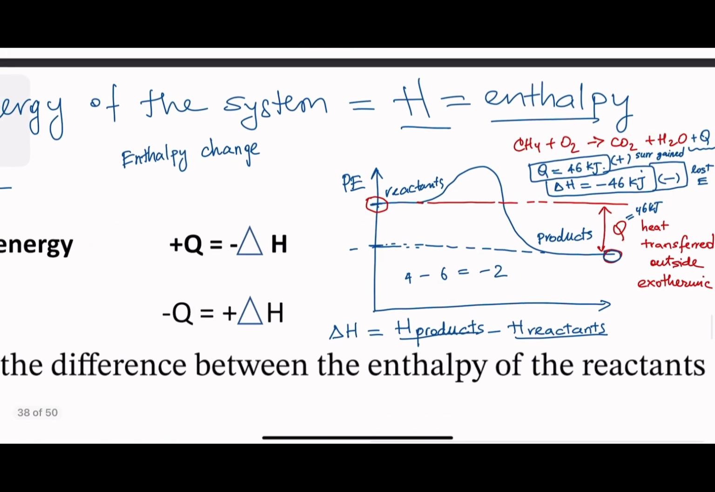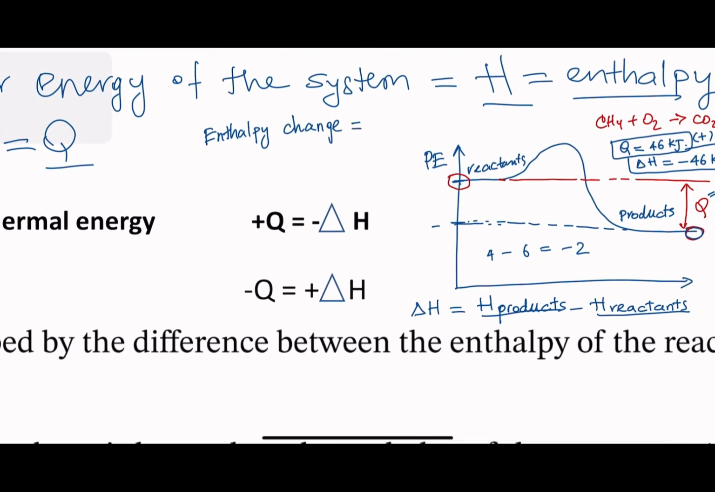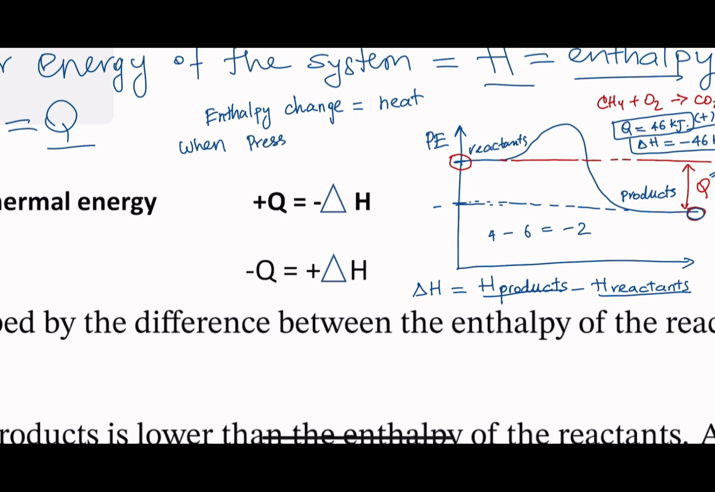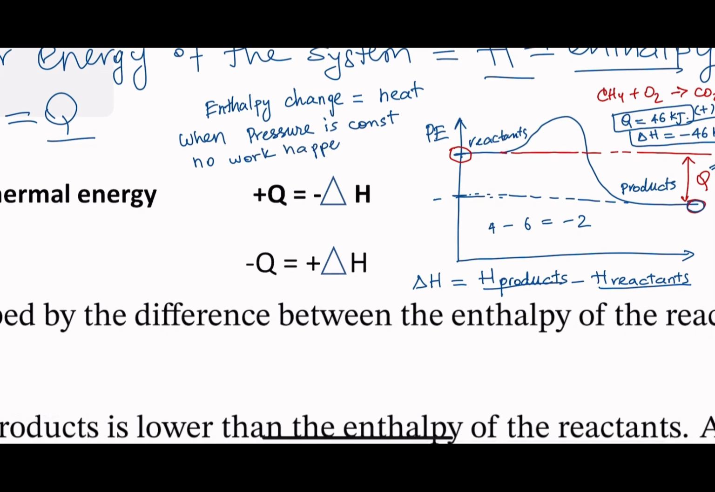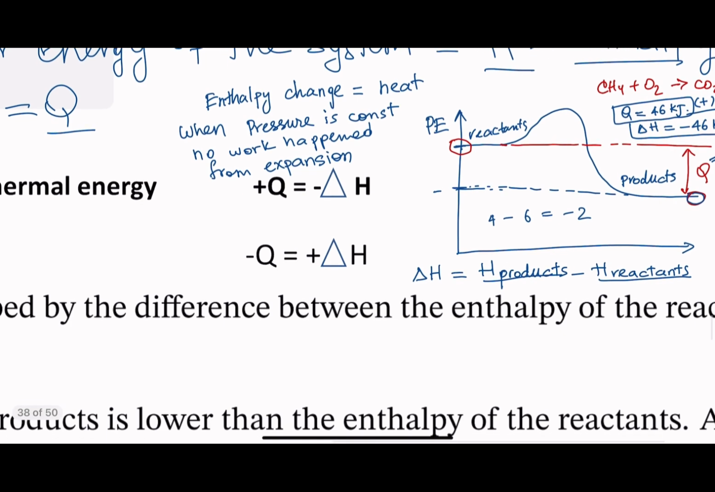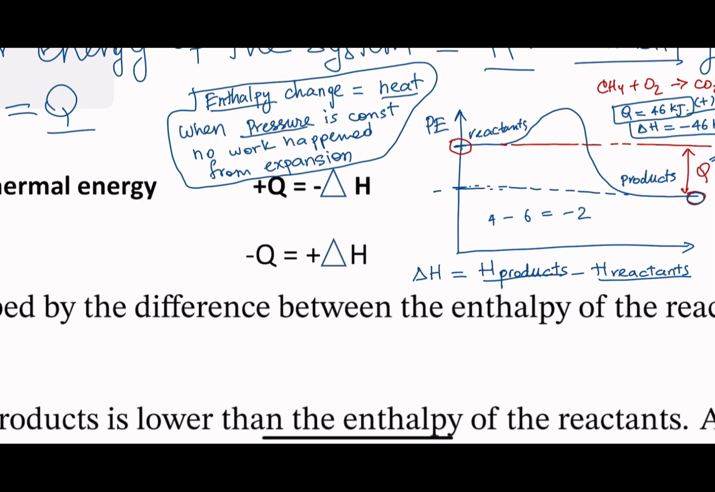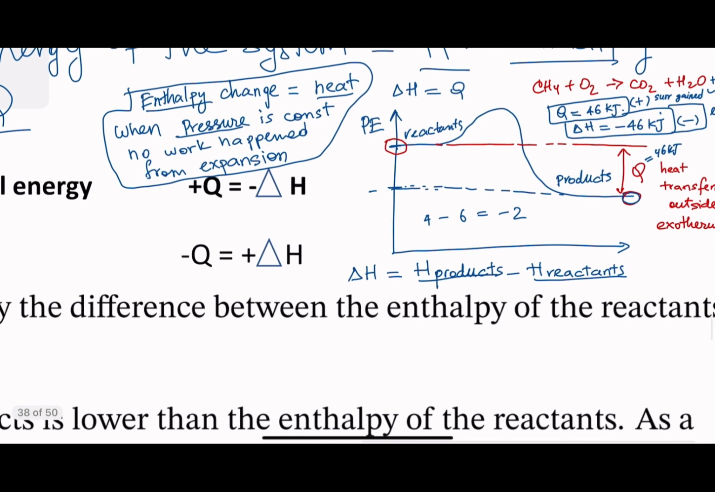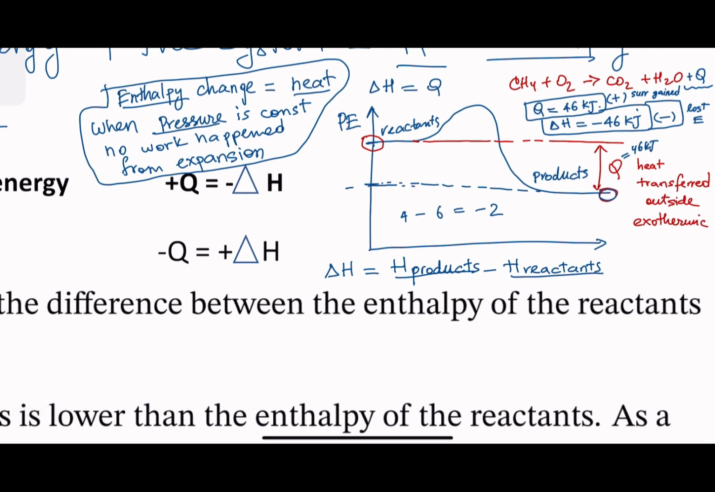Okay? And there's one condition I just need to tell you. Enthalpy change and heat are equal when pressure is constant and no work happened from expansion. This stuff you don't need to exactly know until you go to engineering and study thermodynamics, but you need to know this condition. If there was some kind of work performed, let's say with a machine, and the pressure changed, then the enthalpy change and the heat are not equal, meaning delta H and Q will not be equal. Okay? Like it won't be 46 and negative 46 exactly.